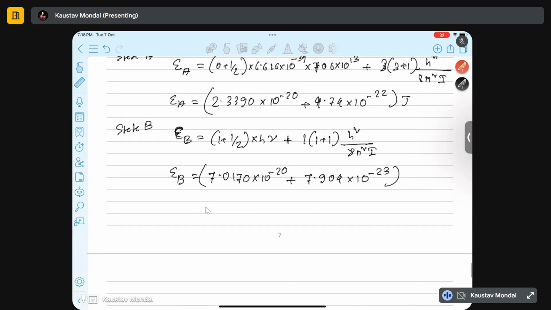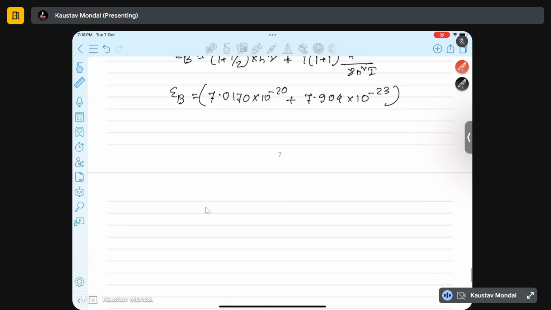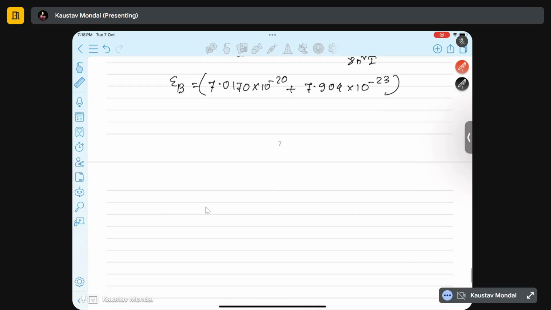Okay, so we got E_A and E_B, right? Now you have to take the difference between E_A and E_B. If you take the difference, E_A minus E_B will give you minus 4.638 into 10 to the power minus 20 joule. Okay, the difference between A and B.